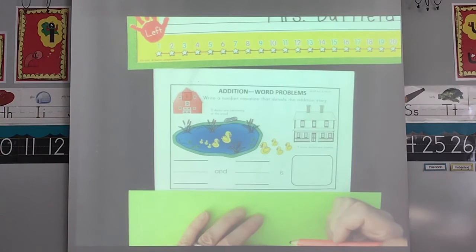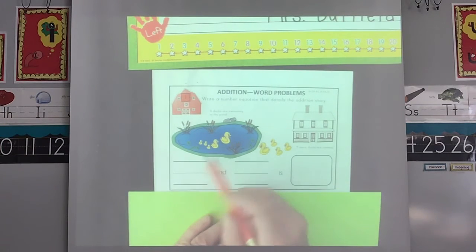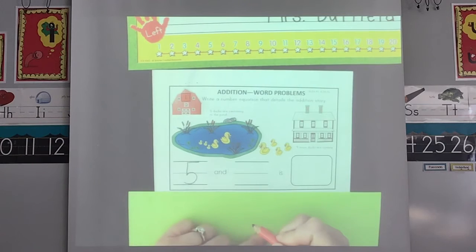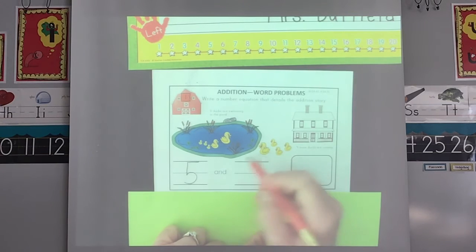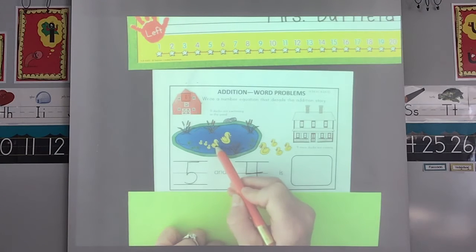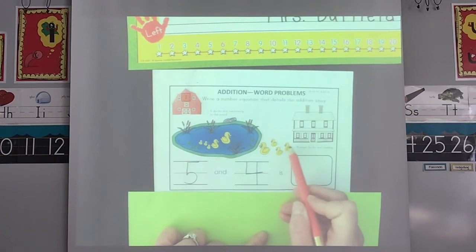5 ducks are swimming in the pond. Oh, it's some little baby ones. 1, 2, 3, 4, 5. Okay, let's write 5. 5 ducks are swimming in the pond. And 4 more ducks are joining them. 1, 2, 3, 4. 5 and 4 is how many all together? 1, 2, 3, 4, 5, 6, 7, 8, 9.